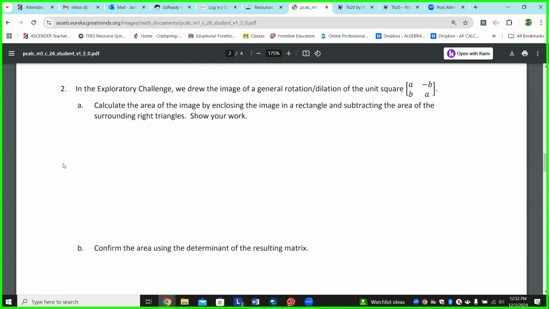All right, so calculate the area of the image by enclosing the image in a rectangle. This is the point that I was trying to get to. Does it have an image for you? I guess not. This is what they want you to do: calculate the area of an image by enclosing the image in a rectangle and subtracting the area of the surrounding right triangles.